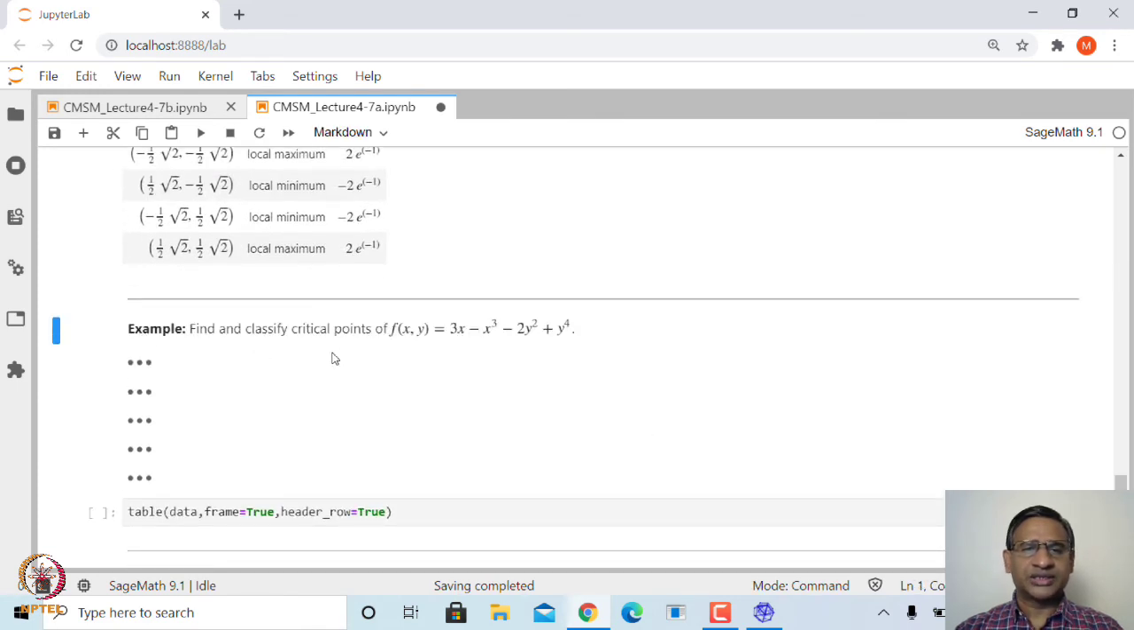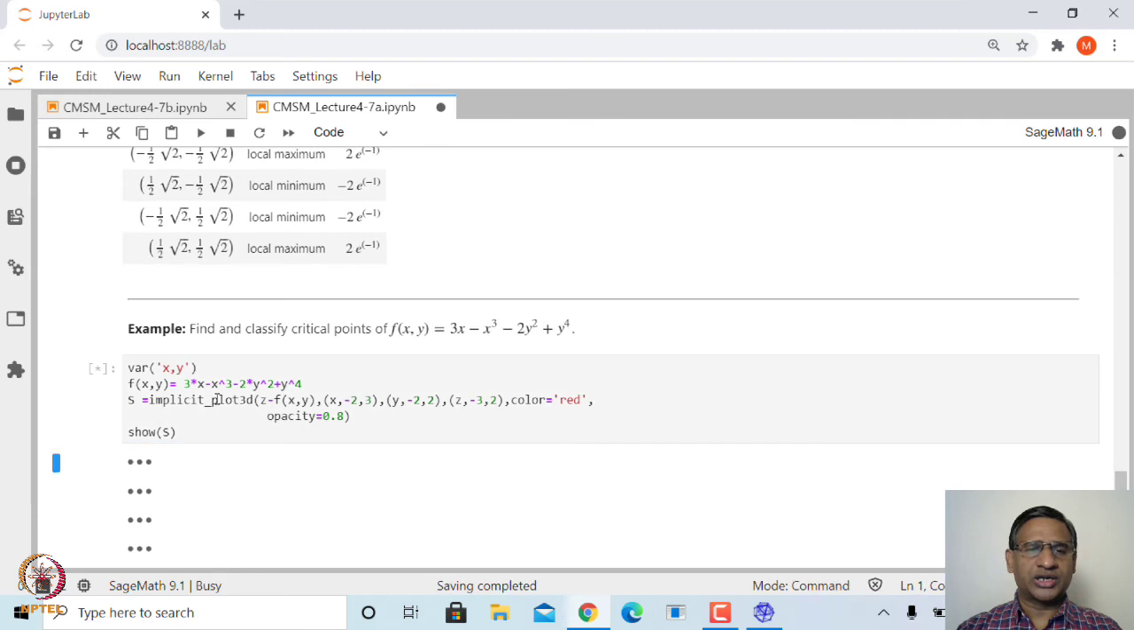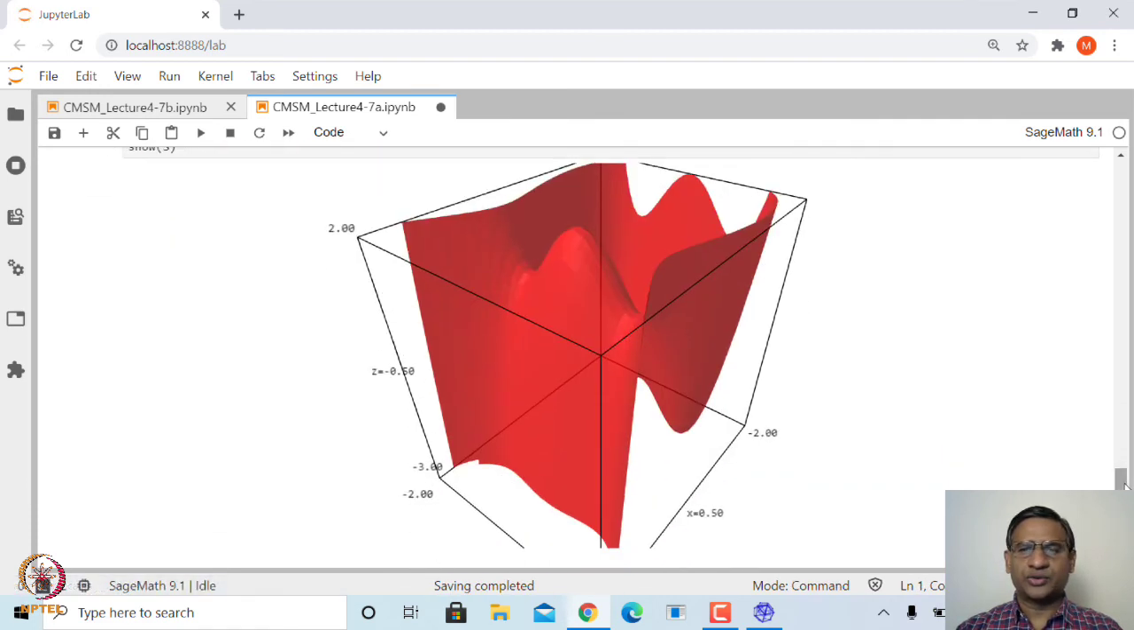So, next let us look at one more example. This is the function f of x y is equal to 3x minus x cube minus 2y square plus y to the power 4. If you try to plot the graph of this function, that is the surface, this is how it looks.